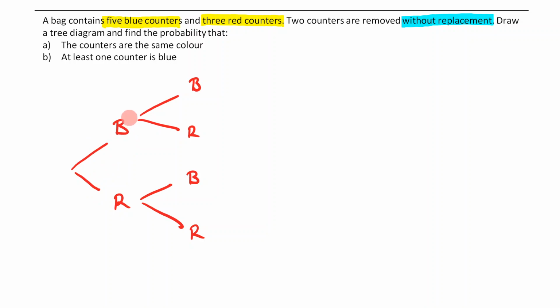What's the probability of pulling either a blue or red one out? Well, I know that there are 5 blue and 3 red. So that means there are 8 in total. The probability of pulling a blue one out will be 5 on 8. The probability of pulling a red one out will be 3 on 8.